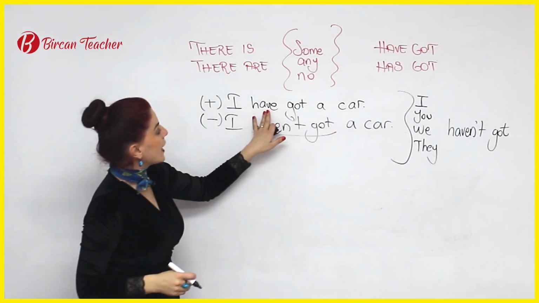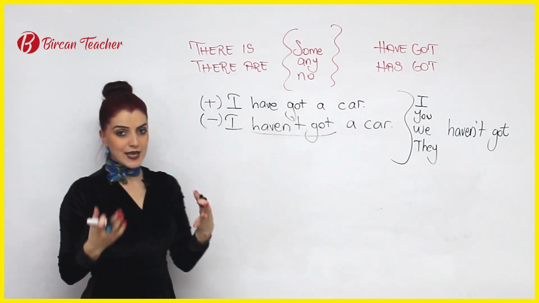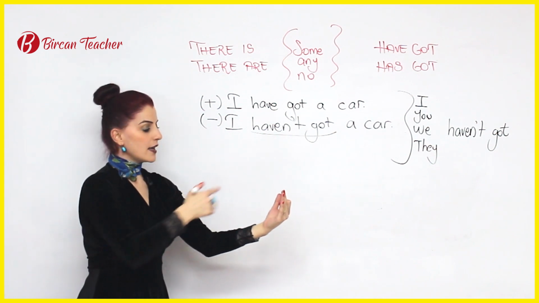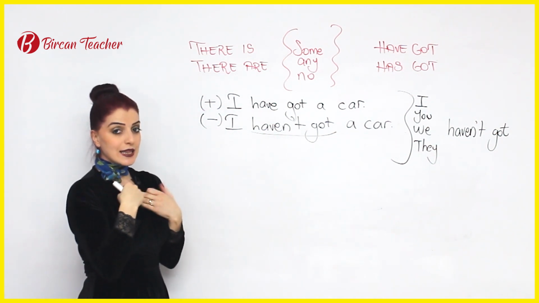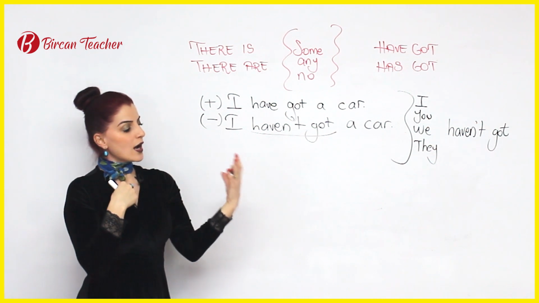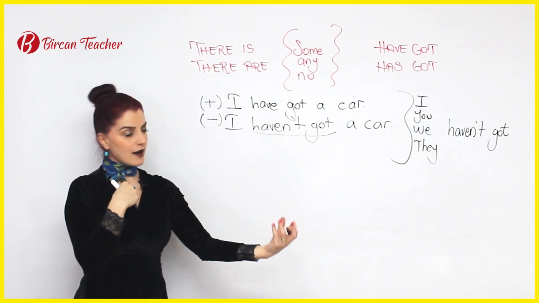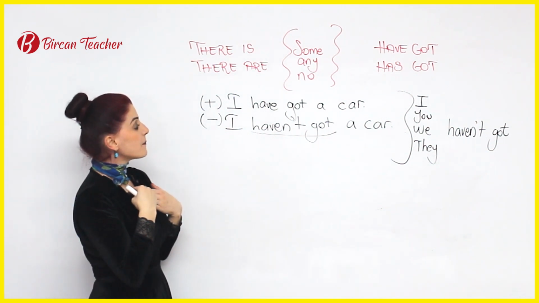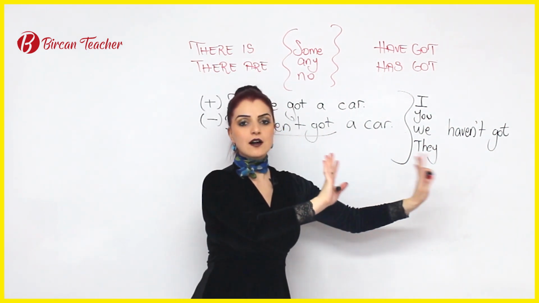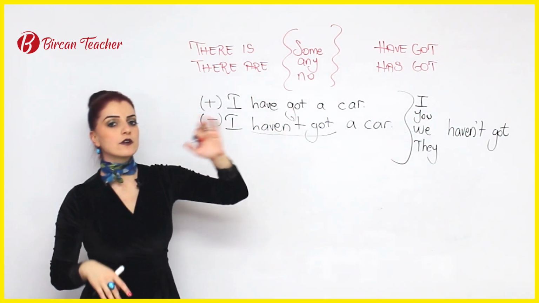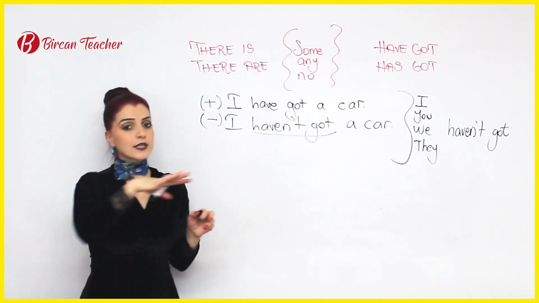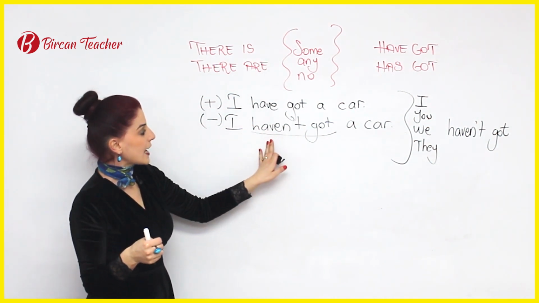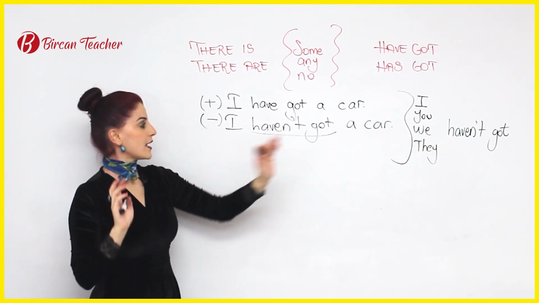So I have got a car, which means there is a car and I have it. It belongs to me. This is my car. So I have that car. I have got a car. But if you don't have any car, you go to work, you go to school by bus or by walking, so you don't have a car, you say, I haven't got a car.